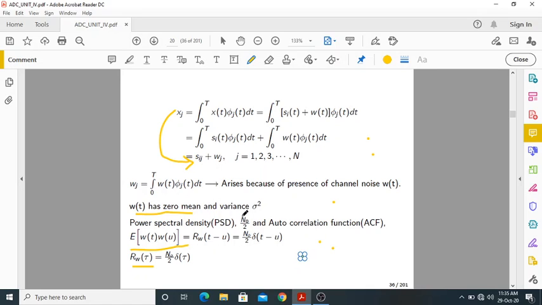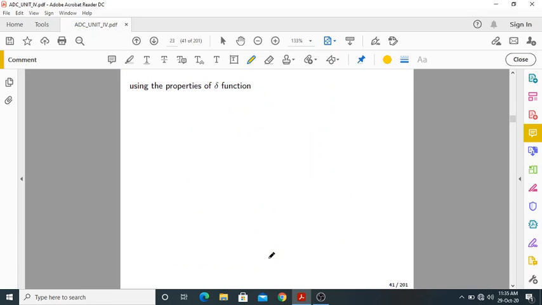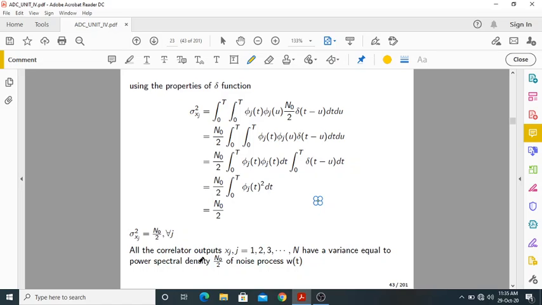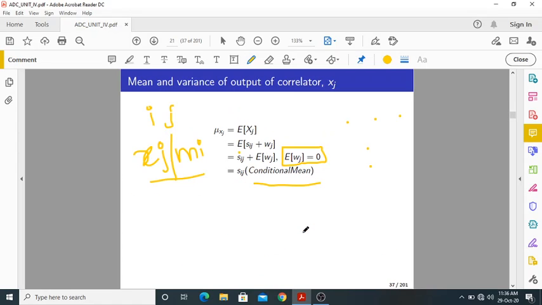You just find out the variance of W of t, that is sigma square. Now, this is very, very important. All the correlator outputs have a variance equal to the power spectral density of the noise process W of t. So the variance of the output of the correlators is equal to the power spectral density of the noise W of t. And furthermore, each and every output has the same variance.